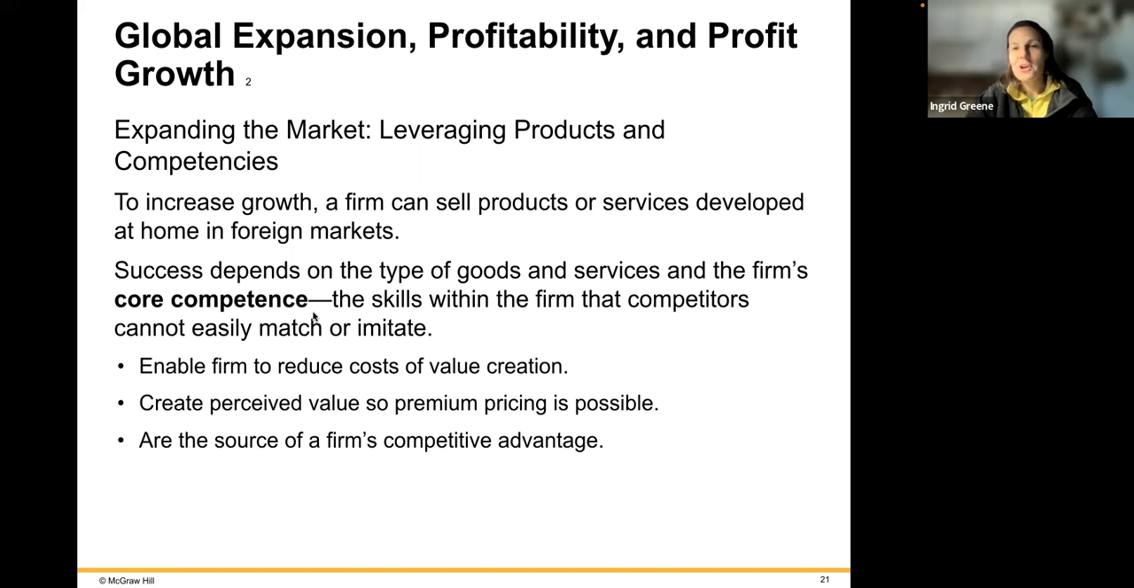Again, another key word that I love to practice on Friday nights at the bar with my colleagues at Thunderbird. The skills within, my mind is in Switzerland, right? The skills, not the skis, within the firm that competitors cannot easily match or imitate. So really important to become familiar with these terms. They enable the firm to reduce costs, create perceived value, so premium pricing is possible, and are the source of a firm's competitive advantage.